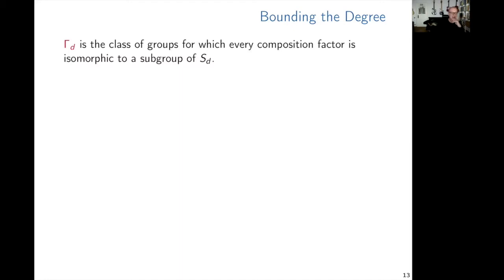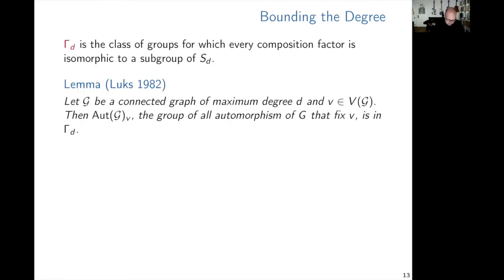Now, what are composition factors? Let's just say they are building blocks of the group. If you have never heard of them, never mind. It's not so important. So basically what this means is that such groups are built in some way from small groups, bounded in D. Okay, and that's very good. So what Luks proved is that if I have a connected graph of maximum degree D, a vertex in this graph, and then I look at the automorphism group of the graph and fix this vertex, so I look at all automorphisms that keep this vertex fixed, then this group I get is in gamma D.